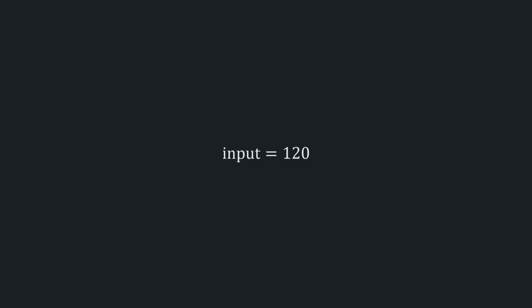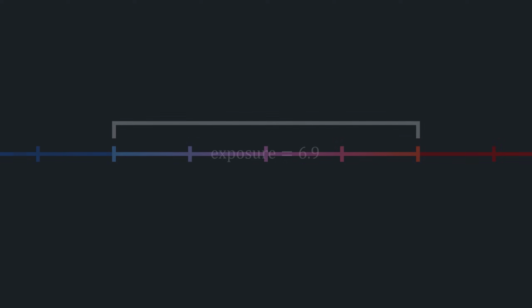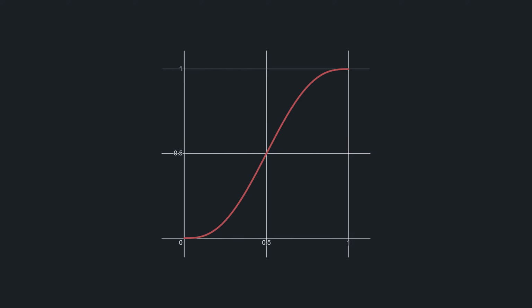Anyways, let's imagine the incoming light energy is 120 units for our little pixel. If we take the logarithm base 2 of 120, we get something like 6.9. We'll call this the exposure. Before we put this value in a sigmoid function though, we should remap it to the 0 to 1 range because that's what the sigmoid function expects its input to be in.